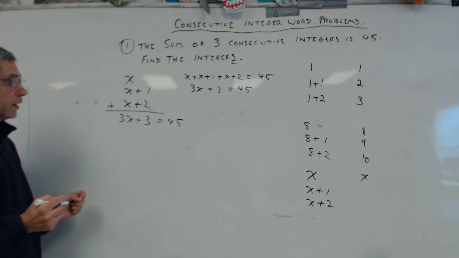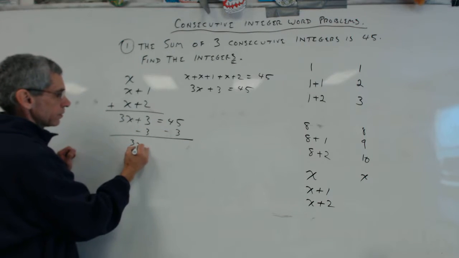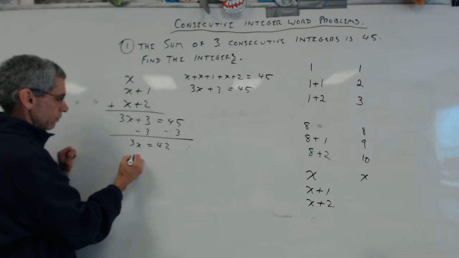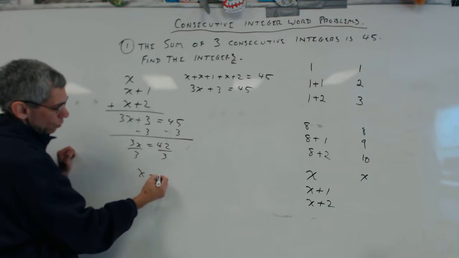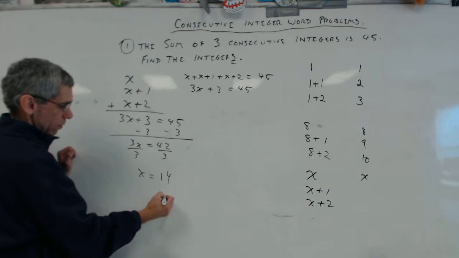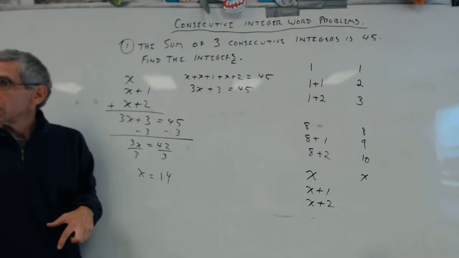And then you subtract, right? So then you subtract 3. You got 3x is equal to 42. Divide by 3. Divide by 3. X is equal to 14. So, I'm done, right? No.